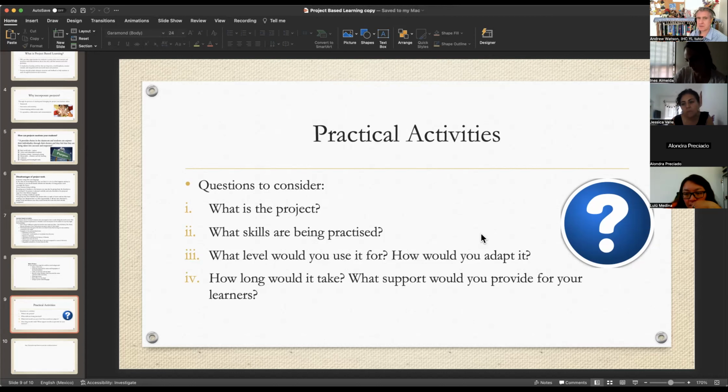Good job. So some key concepts today have been, as Ines mentioned, integrated skills. Alondra, can you remember what integrated skills means? Can you repeat the question, sorry? Yeah, what does integrated skills mean?